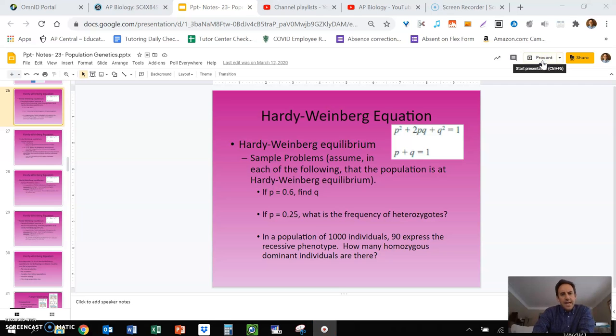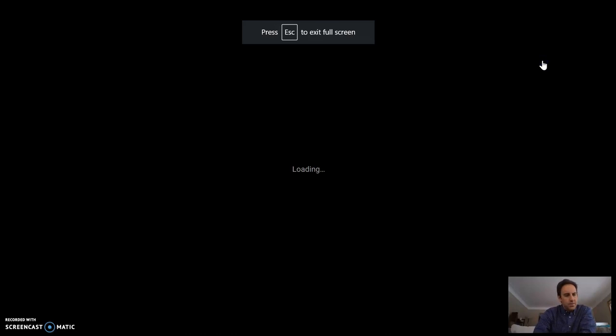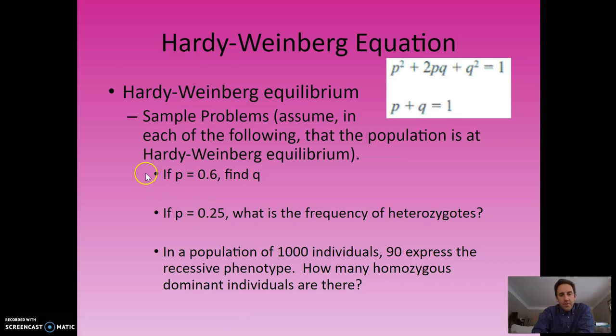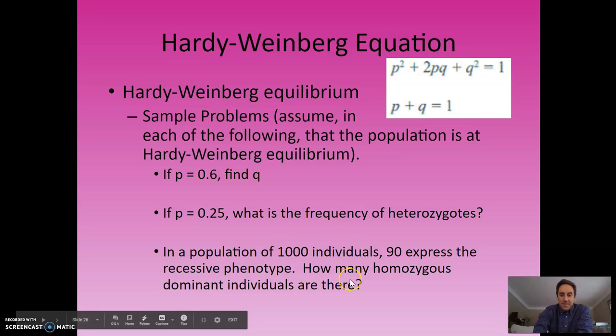All right, so in our last screencast, we basically introduced the Hardy-Weinberg equation and tried to solve some problems with it, ranging from very simple, if we're given P, find Q, to a little bit more complex, finding the frequency of a genotype, to a fairly significantly more complex one with a number of individuals.